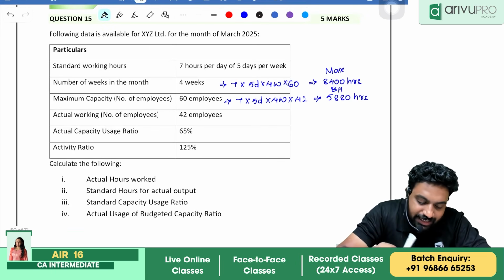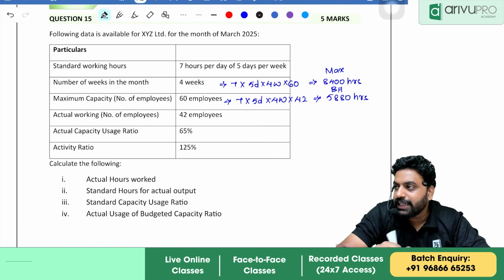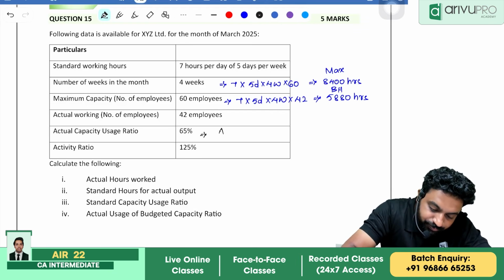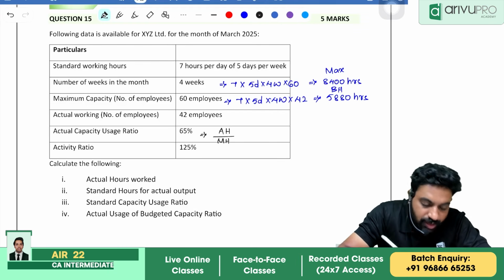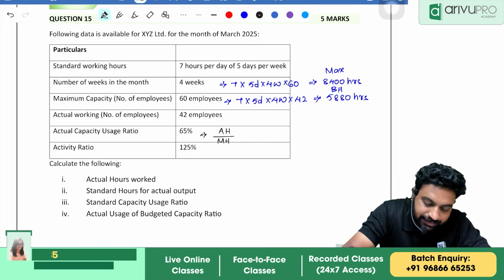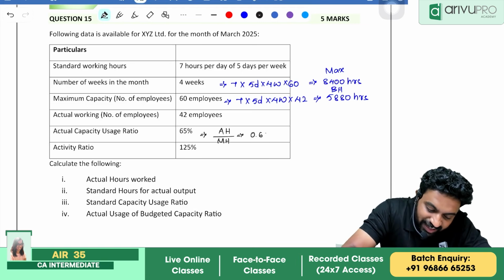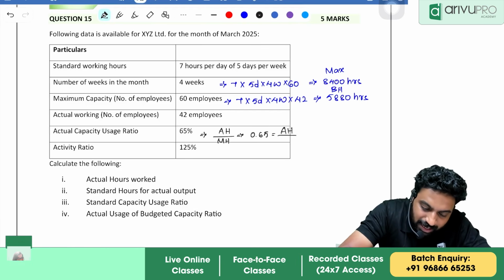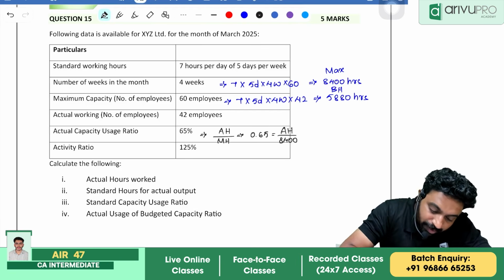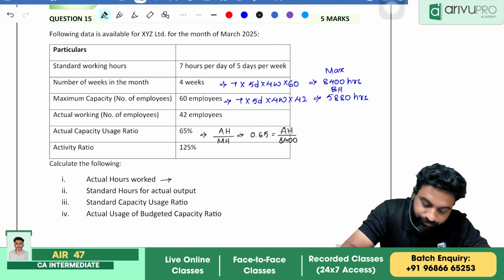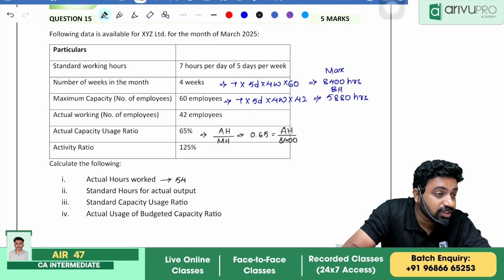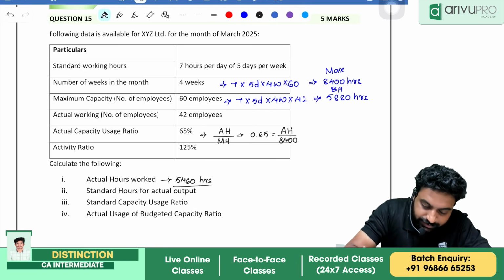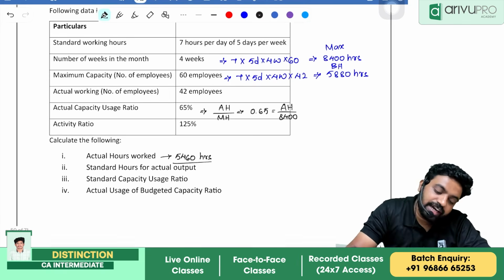Now, they are telling the actual capacity usage ratio. May I know the formula? Actual hours by maximum possible hours. Now 0.65 is equal to actual hours, which we don't know, divided by maximum possible hours, 8,400. May I know the actual hours worked? 5,460 hours. Done.